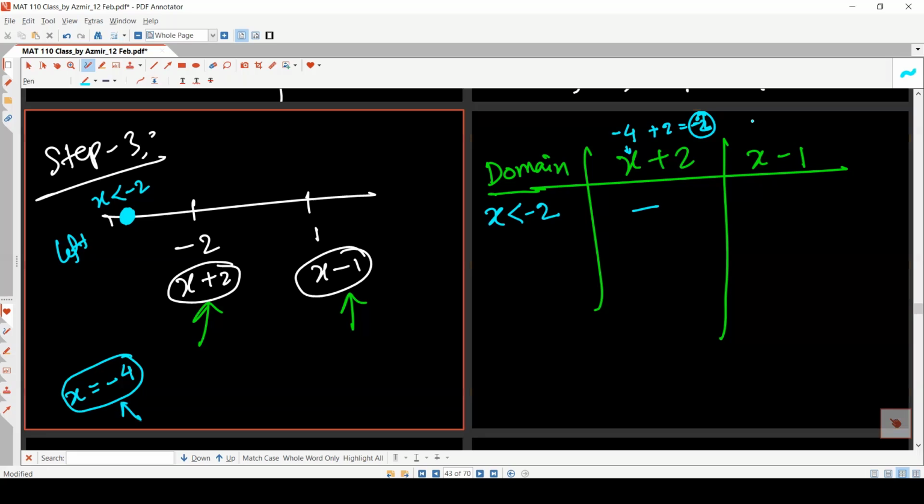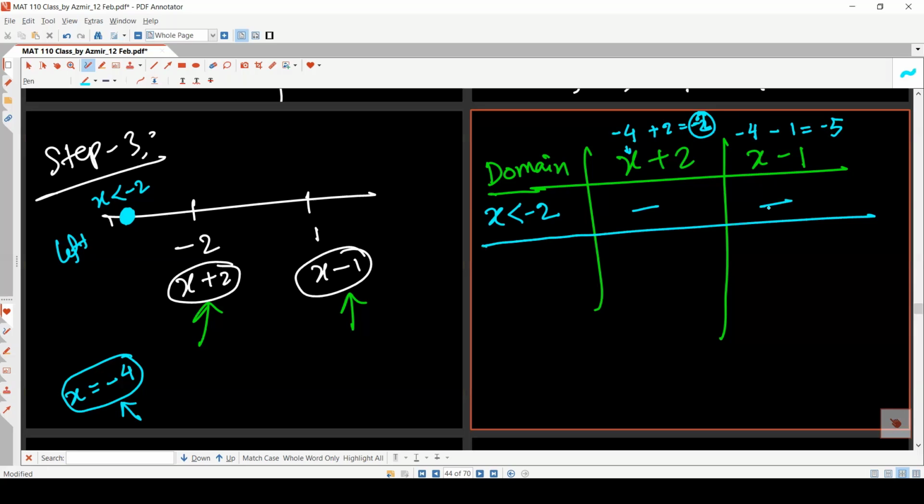The same number can be plugged here. Minus 4, we have minus 1. So the result is minus 5, and the sign of the result is minus. Done. Minus minus. Now let us come here.